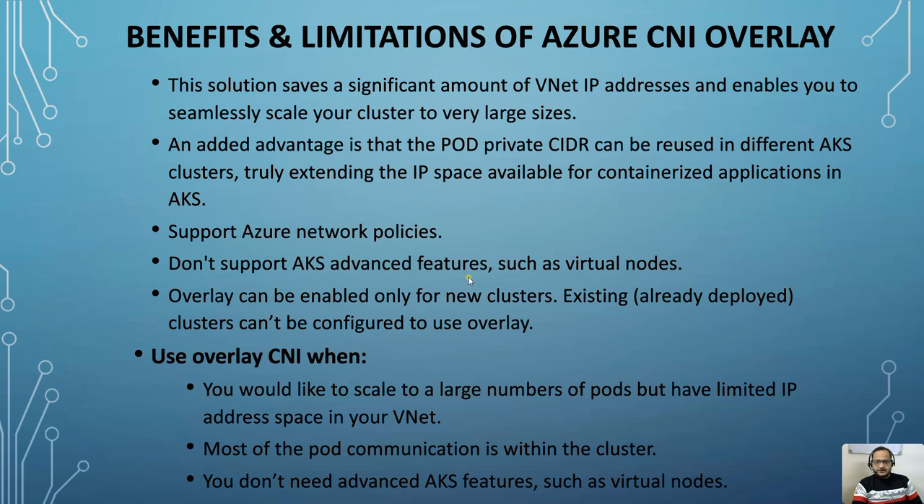Benefits and limitations of Azure CNI overlay. This solution saves a significant amount of VNet IP addresses and enables you to seamlessly scale your cluster to very large size. An added advantage is that the pod private CIDR can be reused in different AKS clusters, truly extending the IP space available for containerized applications in AKS. Because every node will have a separate pod CIDR block, you can use the same pod CIDR block for another cluster as well.